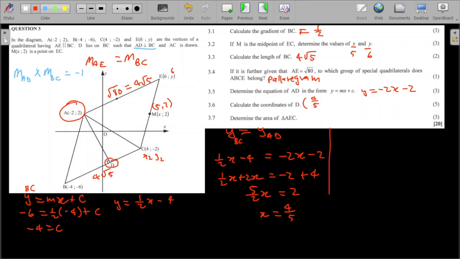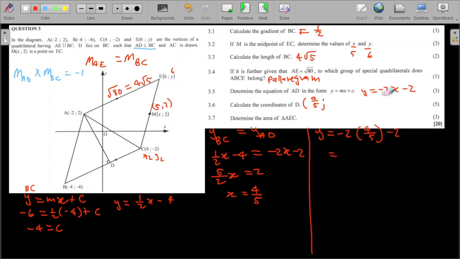Now let's get y. Just get y by substituting into either one of the equations. It's up to you which one you substitute on. I choose this one: negative 2 times 4 over 5, minus 2. So it's negative 2 times 4 over 5, and then minus 2. Now the answer here is going to be negative 18 over 5. So the y coordinate here is going to be negative 18 all over 5. This is the whole coordinate of D.